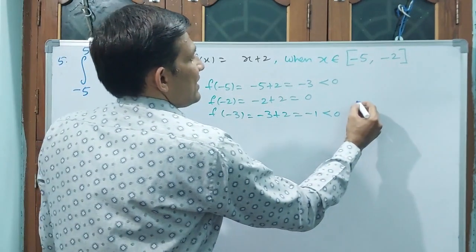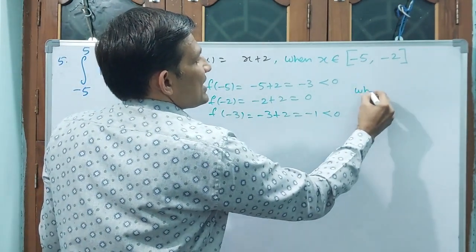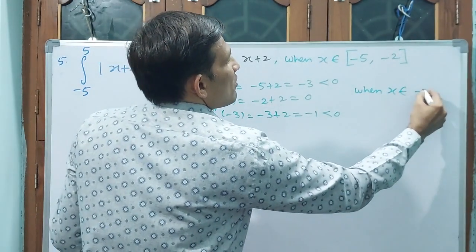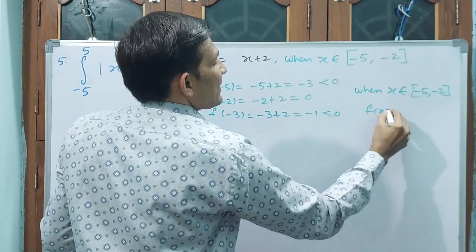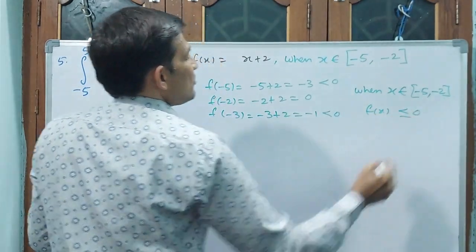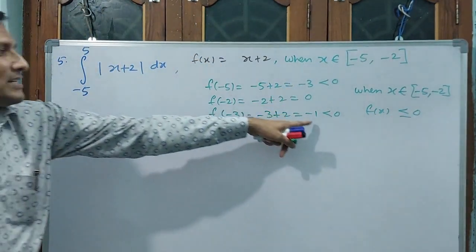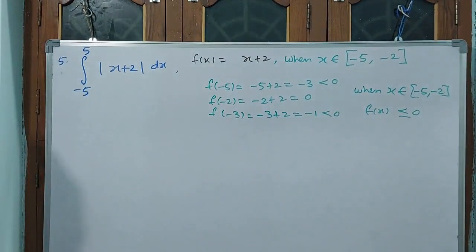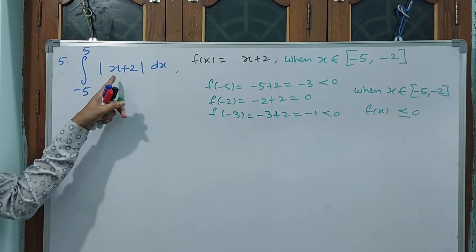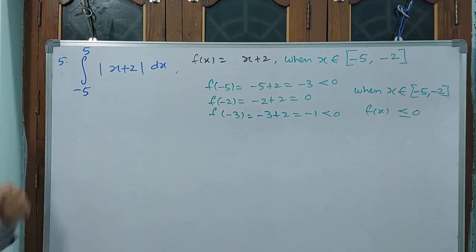That means, when x belongs to the closed interval minus 5 to minus 2, then f of x is less than or equal to 0. Why? Because it is less than 0 or equal to 0. That means if f of x is less than 0, I am going to take this without modulus, with a minus sign.